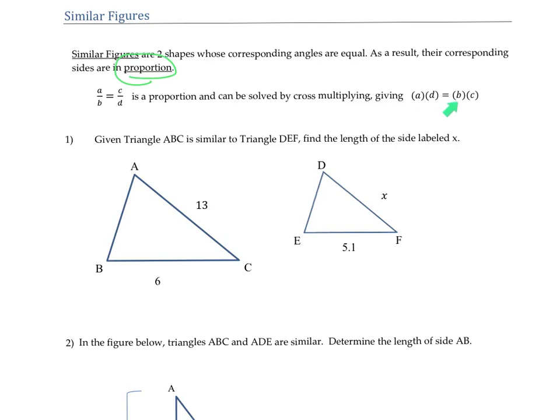Given triangle ABC is similar to triangle DEF, find the length of the side labeled x, which is right here. So because they are similar, we can set up two equal ratios. And I am going to compare side AC to DF, and then BC to EF. There's other ways you can do it, but this is one of them.